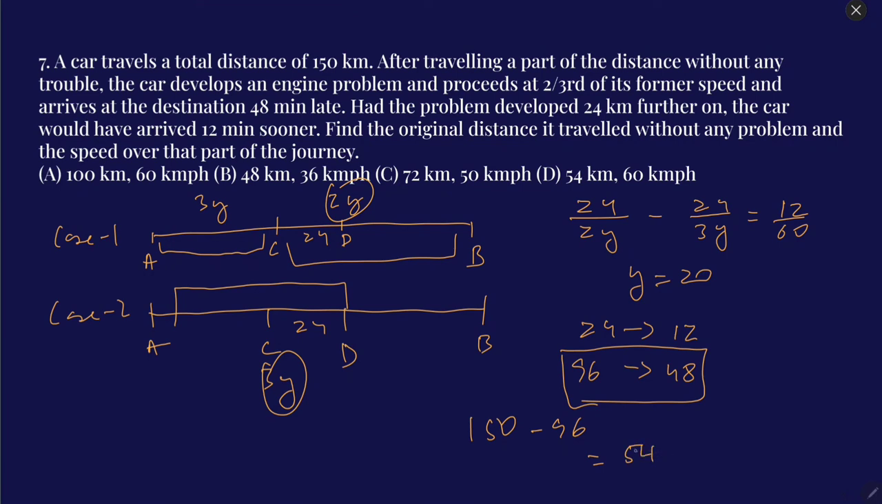So the distance that it traveled without any problem is 54 kilometers, and its original speed is 60 kilometers per hour. So our answer is option number D.